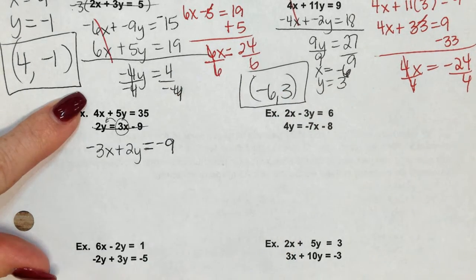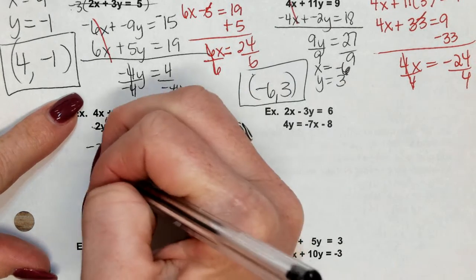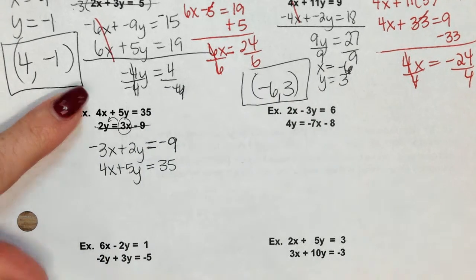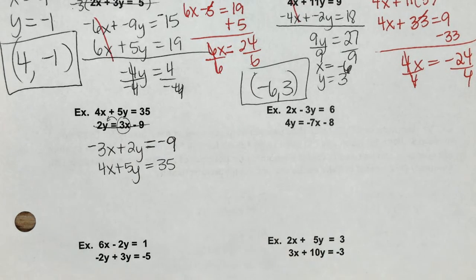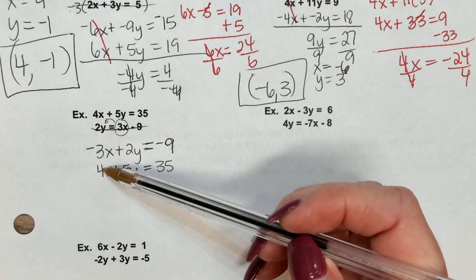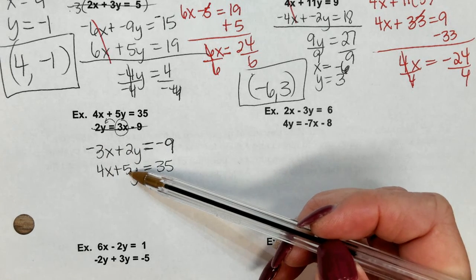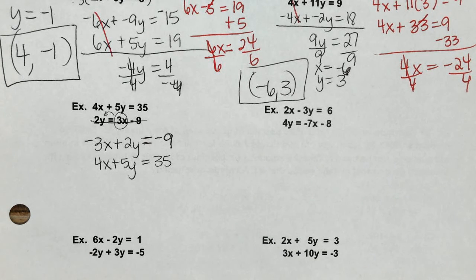So I fixed that one, and this one already looks good. So I have 4x plus 5y equals 35. Can I eliminate anything at all? No, I can't. But what I can do is multiply. So let's look at this. 3 can never become 4 if I want to multiply something by 3. 2 can never become 5. So I'm going to have to do something to both equations.